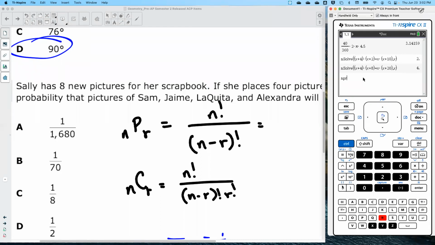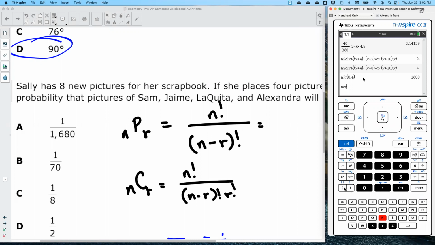NPR, parentheses. N is how many? Which is 8, comma 4. What do you get? Okay, that's not the right answer. 1,680. Okay, try NCR.